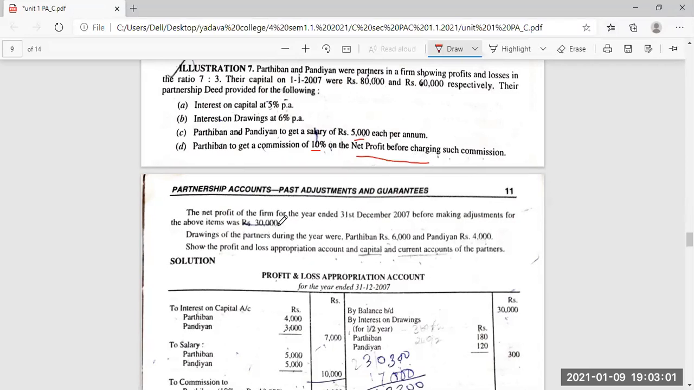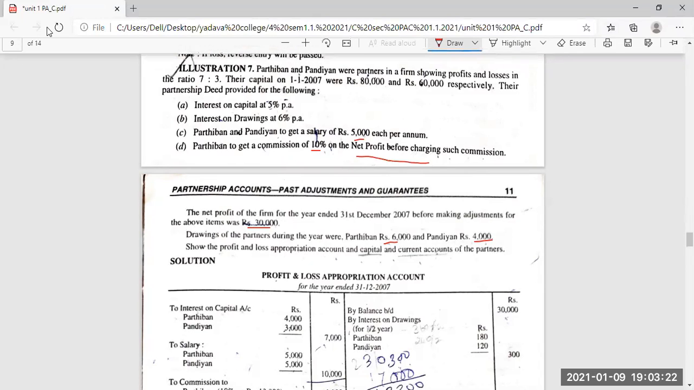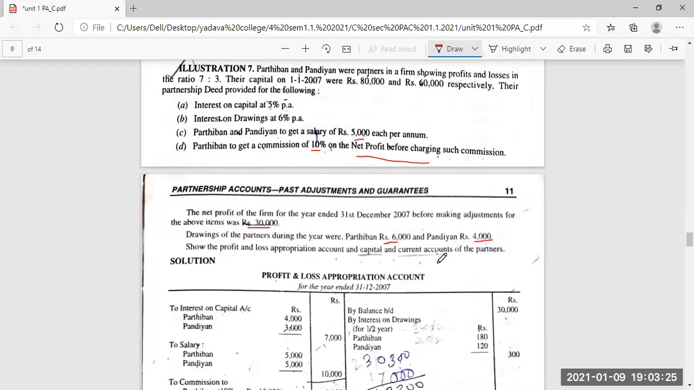The net profit of the firm for the year ending 31st December 2007, before making the above adjustments, is 30,000. So the net profit they have given is 30,000. The drawings of the partners during the year: Parthiban 6,000, and Pandian 4,000. Show the profit and loss appropriation account, capital account and current account.